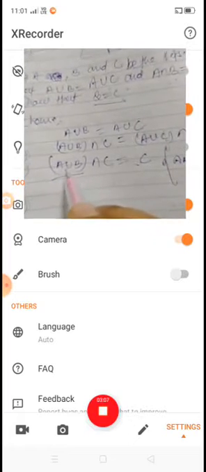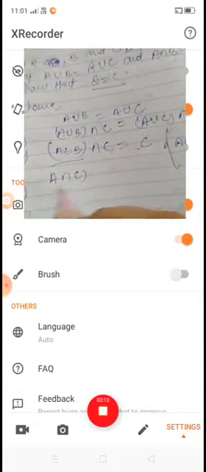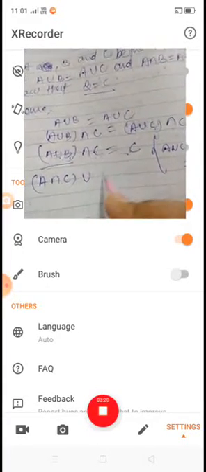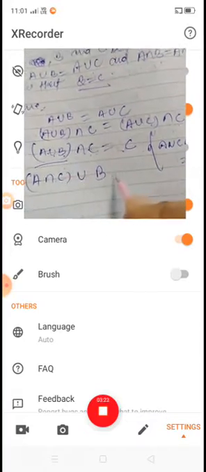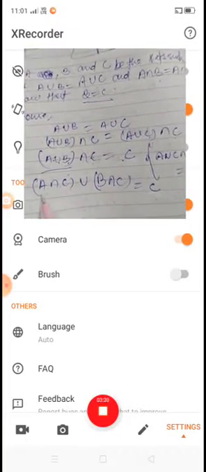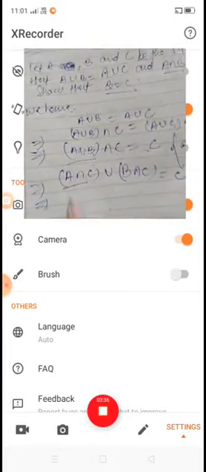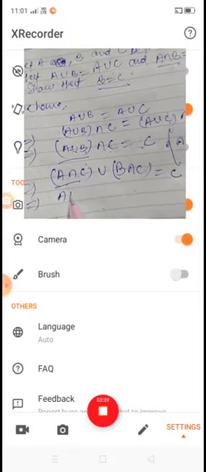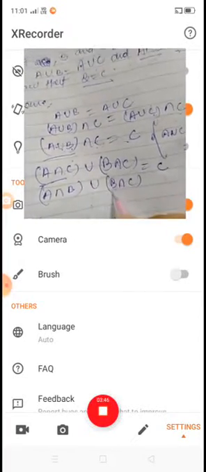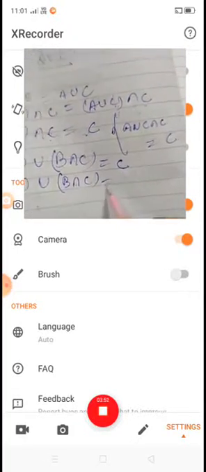Now we apply the distributive law. We can write A intersection C union B intersection C, and B intersection C is equal to C. We have A intersection C is equal to A intersection B. So we write A intersection B union B intersection C is equal to C. Take this as equation number 1.